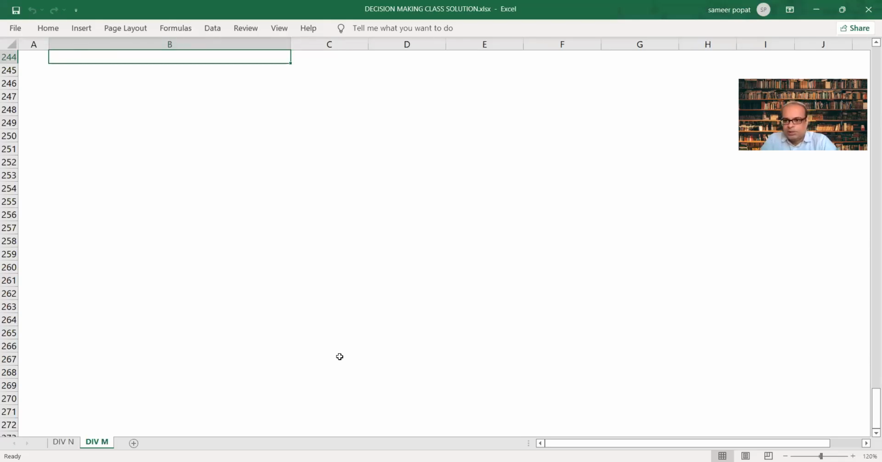Today we are going to learn the concept called key factor in decision making. That is one of the most important parts of this decision making chapter. Key factor, or also known as limiting factor.